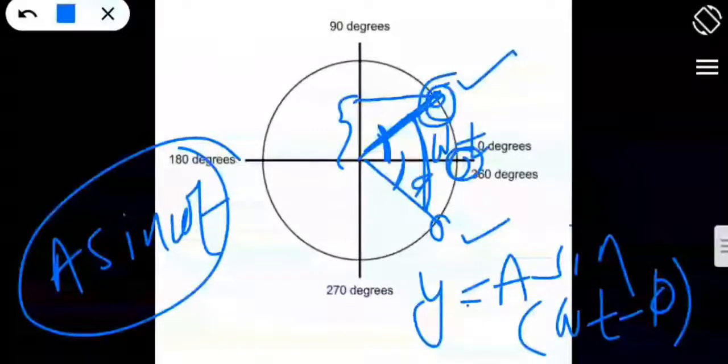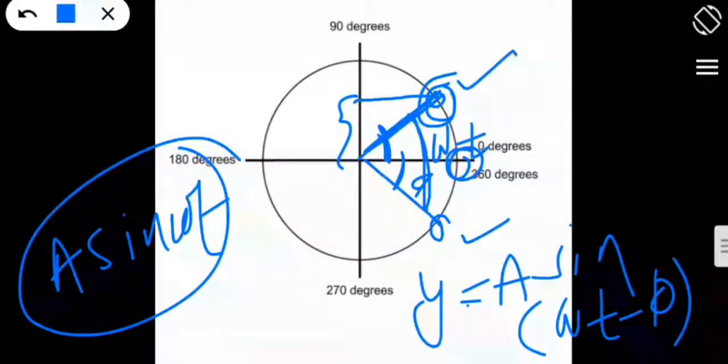Understood everybody? Yes or no? Switch on your mic and say yes if you understood. Yes, sir. Yes, sir. Yes, sir. Okay.